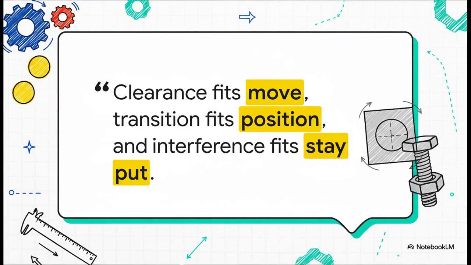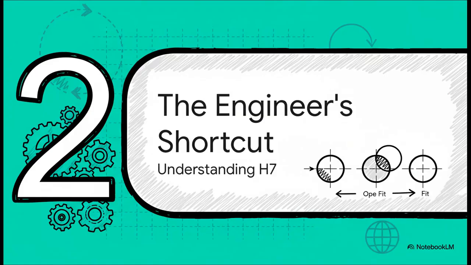You know, this simple rule pretty much says it all. Clearance fits are for moving, transition fits are for positioning, and interference fits are for staying put. It's the core idea that guides every engineer's choice for just about any application. So now that we know the what, let's get into the how. How do engineers actually specify these fits so that any machine shop on the planet can understand what to do? This leads us to a little code you'll see on almost every single technical drawing out there.